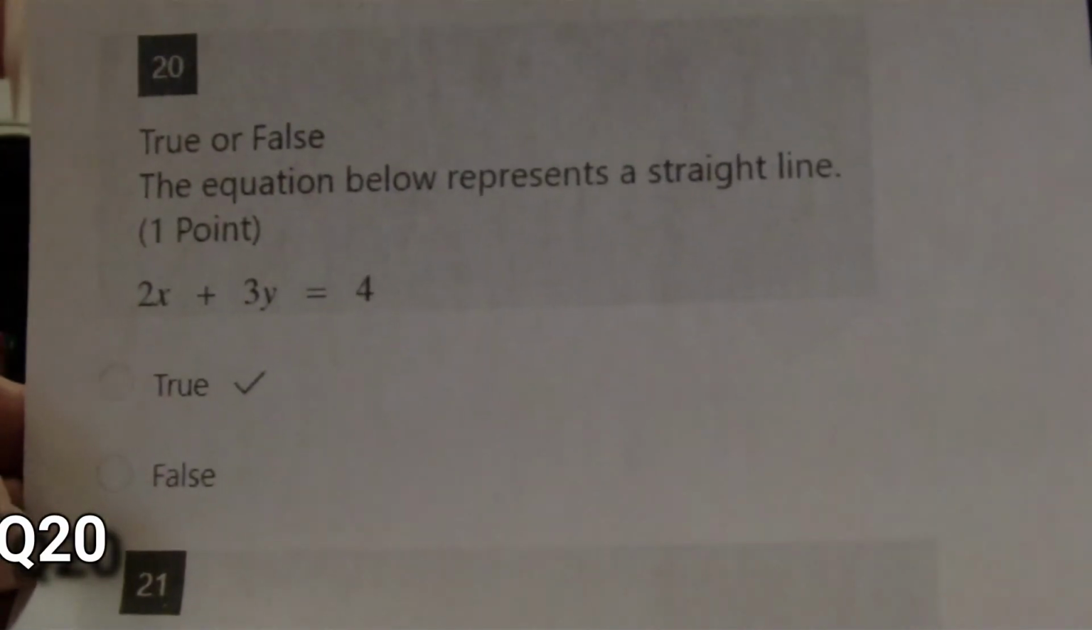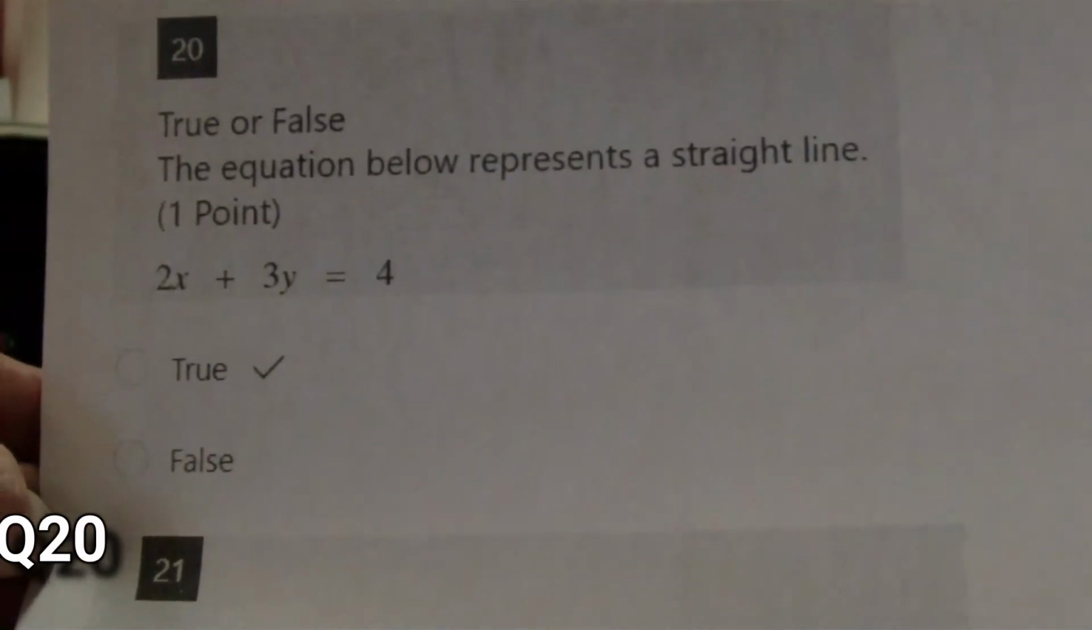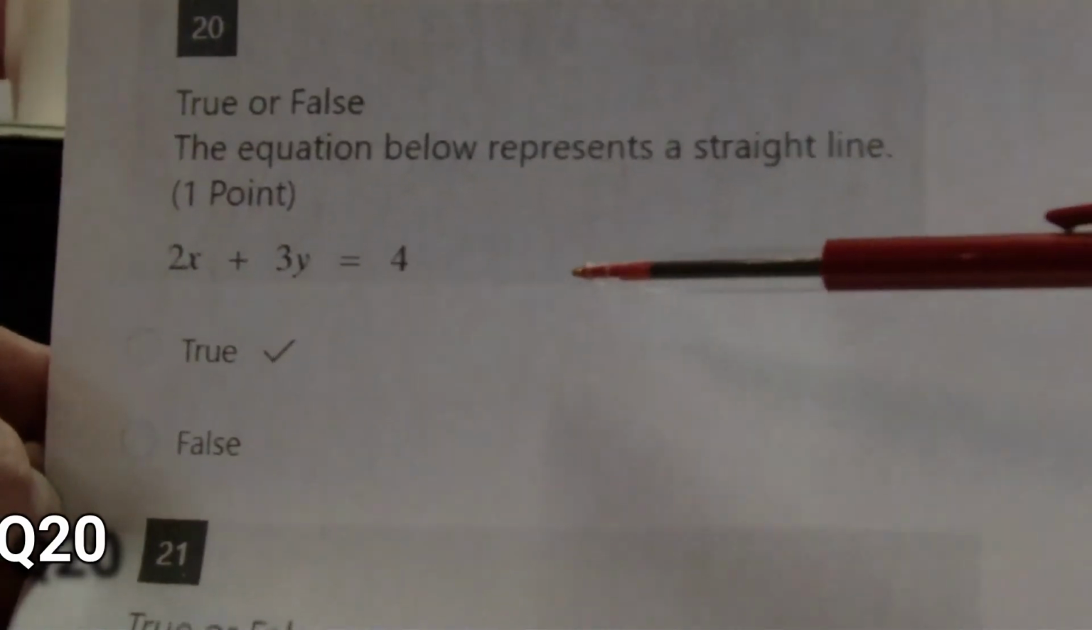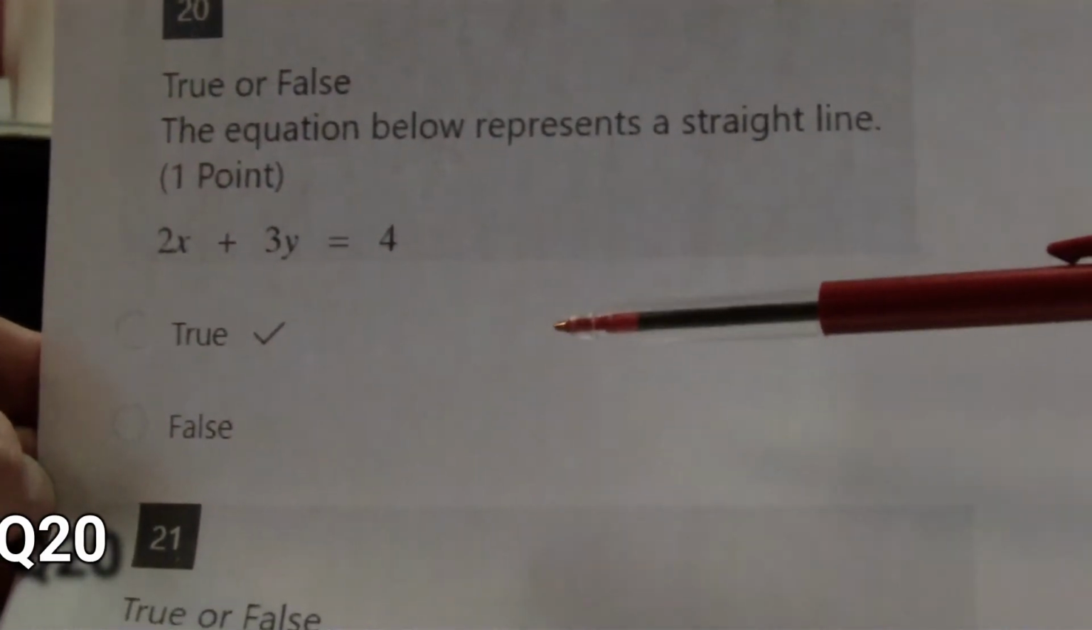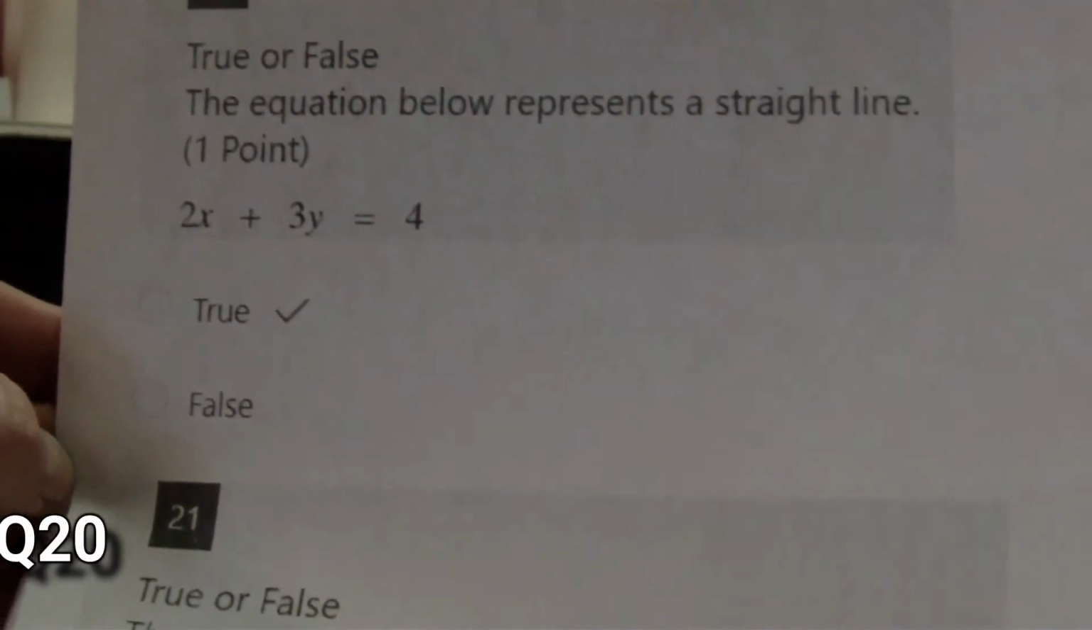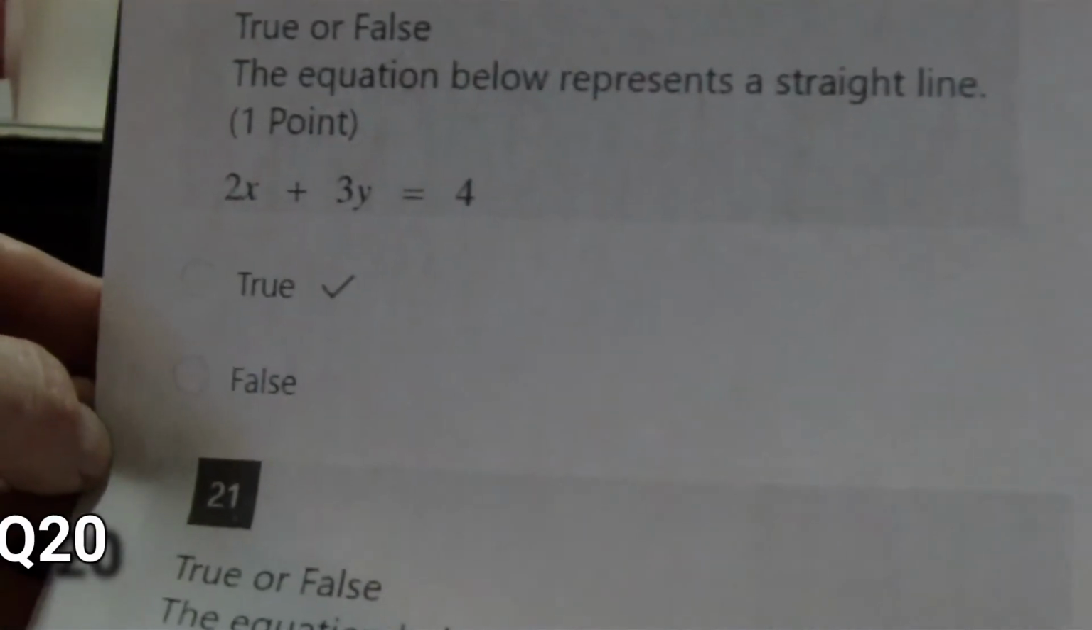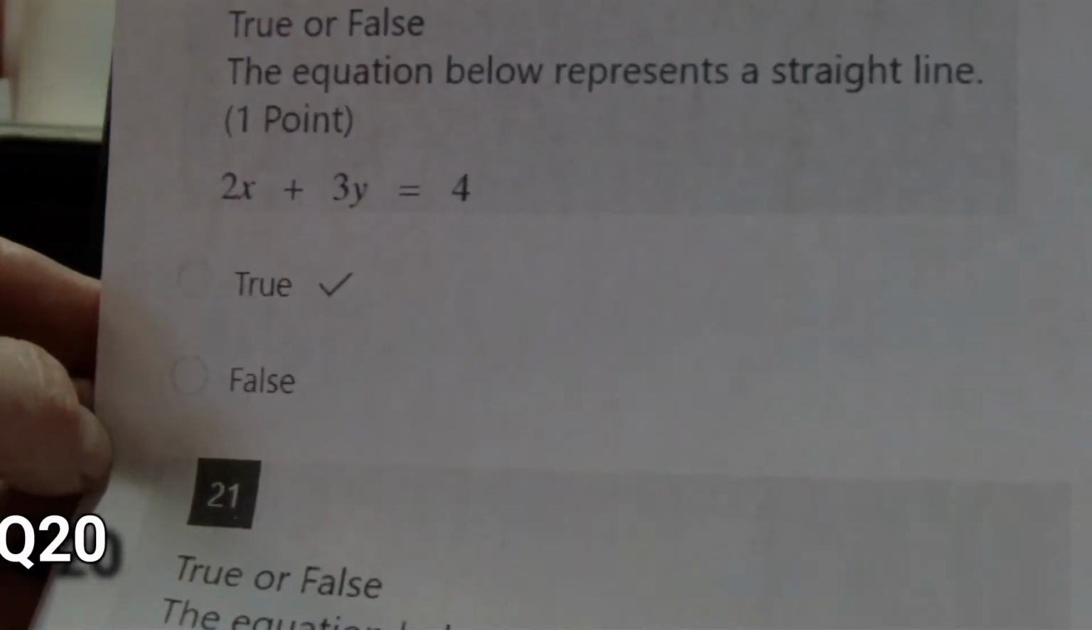Number 20, true or false, that equation represents a straight line. Yeah, look, you see, there's no x's in the denominator. There's no x's being squared. There's no y squareds. There's no roots over the x. Yeah, it's got an x, it's got a y. That's definitely going to be a straight line.